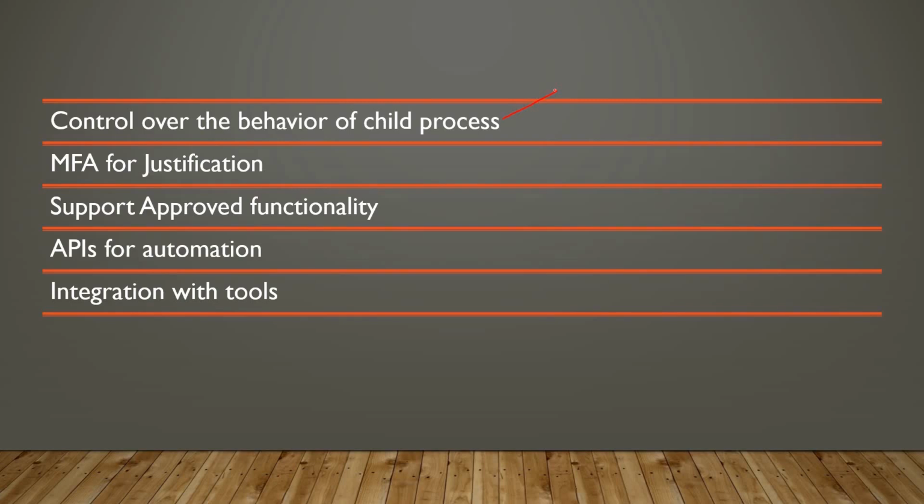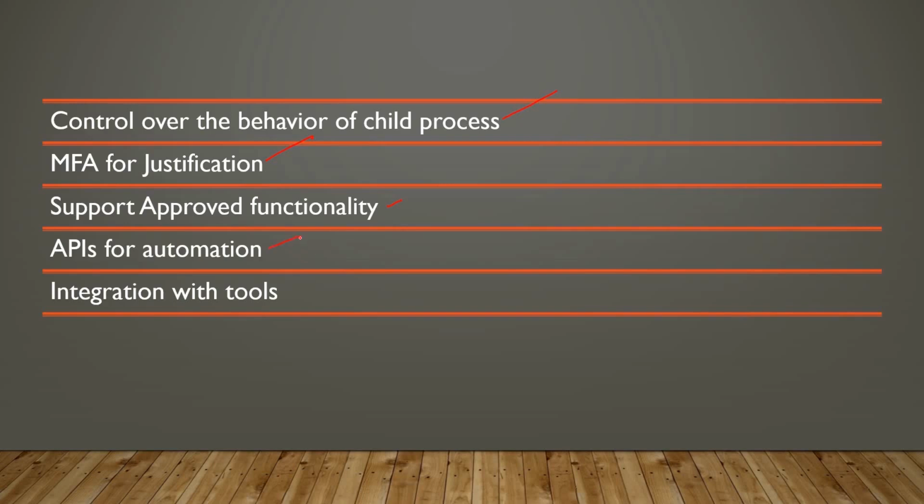So it would be good to have some control over the behavior of child processes. Having MFA as a justification: as of now, we have the ability of entering a justification, text or message, but we don't have the ability of entering an MFA. So if any phone MFA or text MFA is set up in place, that would also be an additional security. Having support-approved functionality, which is coming soon, wherein the support is going to approve, and only after that the end user is going to be elevated.